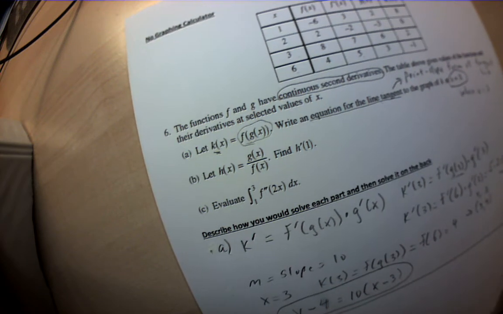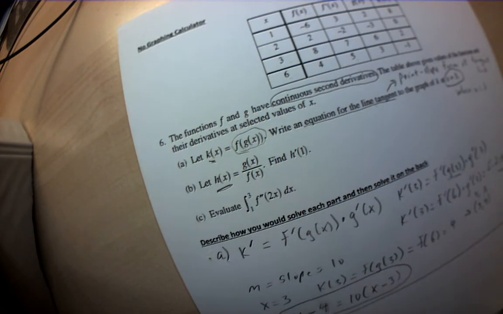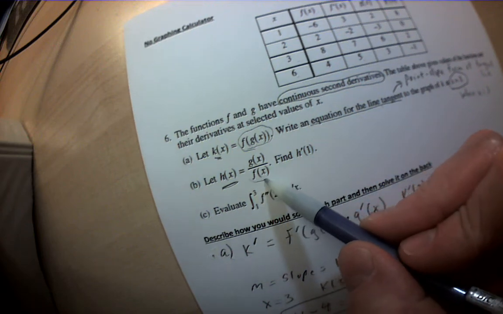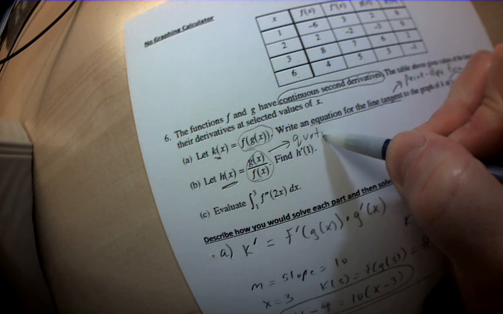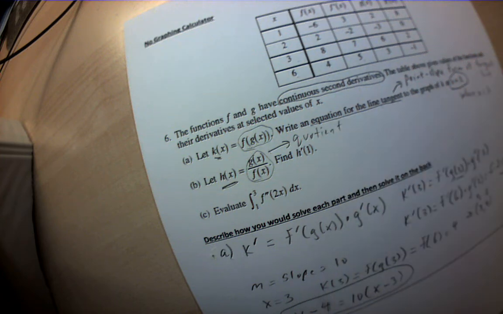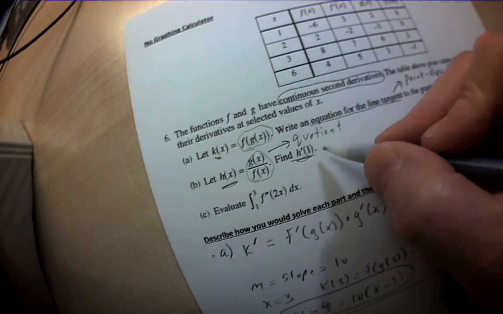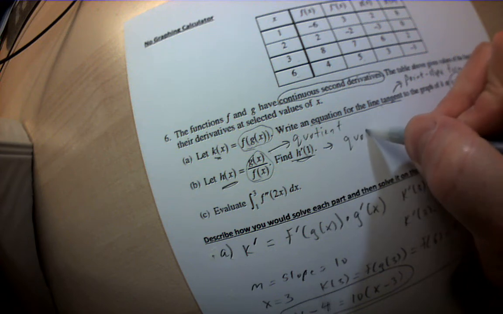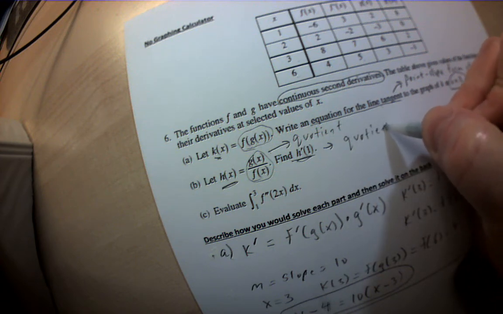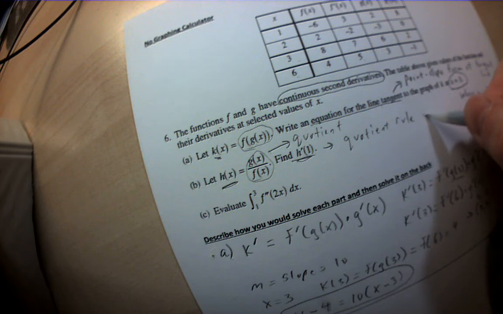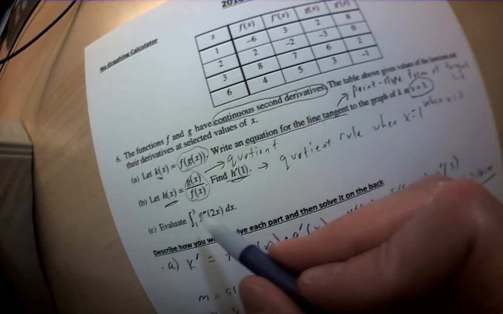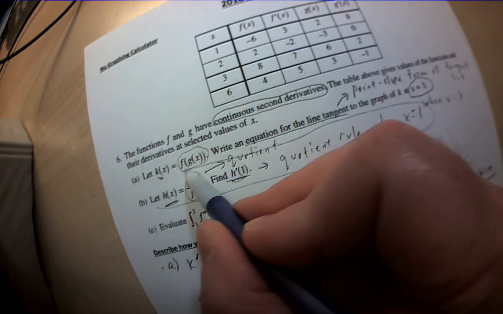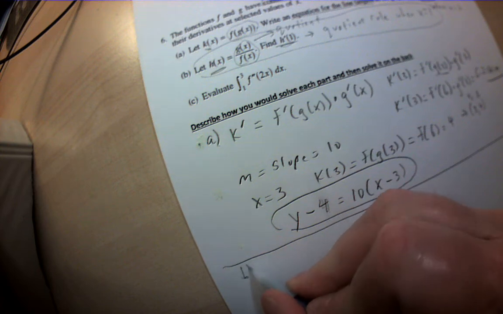Okay, part B. Now they're defining another function, h of x this time, and it is a quotient. It's a function over a function. They want h prime of 1. So guys, I need the quotient rule when x equals 1. So that's what I'm doing. I need the quotient rule for the second problem. Okay? So B.